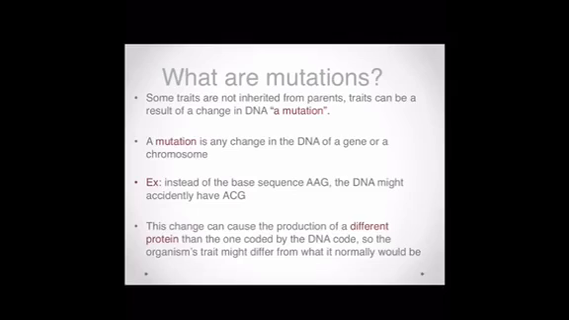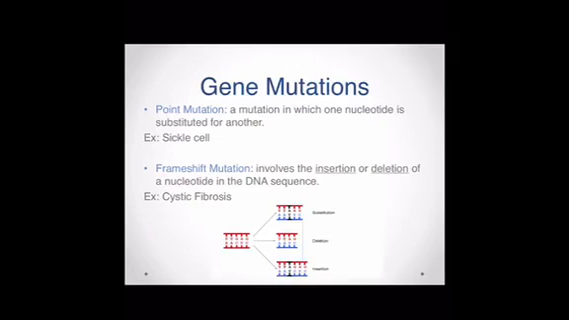Now, many types of mutations can occur. Typically, mutations that affect a single gene happen during replication, whereas mutations that affect a group of genes or an entire chromosome happen during meiosis. So we will begin with mutations that affect a single gene, which are also known as gene mutations. There are two types: point mutations and frameshift mutations.